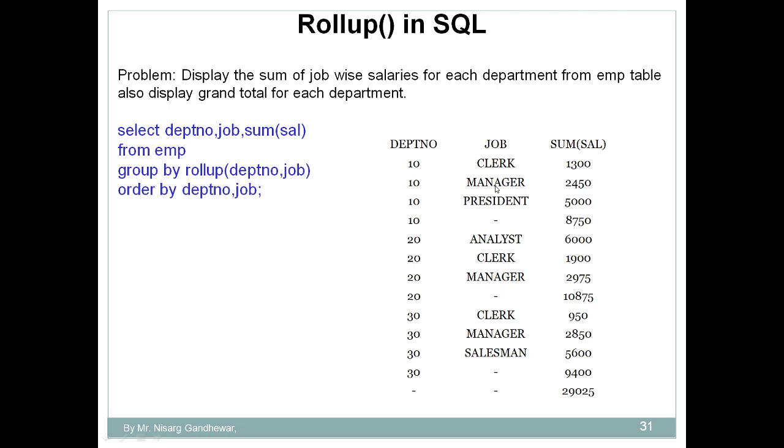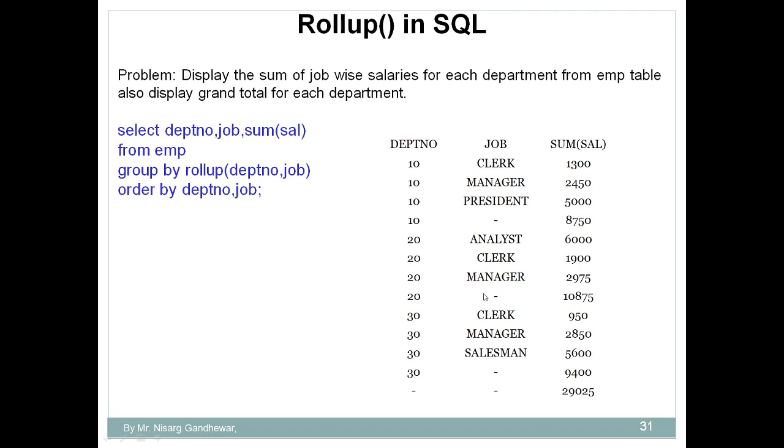Now additionally, suppose I want to calculate the grand total for all the clerks in all departments. That means department number 10 is having clerk, so their sum of salary is 1300. Similarly department number 20 is also having job as a clerk. It is having sum of salary as 1900. So all these three departments 10, 20, 30 have a job clerk. So in the third problem statement I want to display the addition of all the clerks, all the managers, all the presidents, all the analysts.